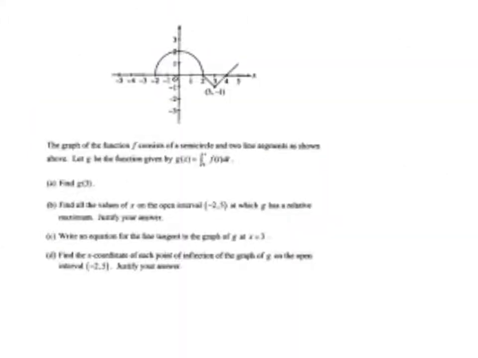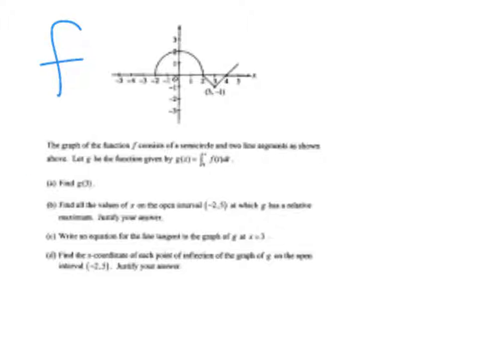All right, let's try another one. The graph of f consists of a semicircle and 2 line segments shown above. So again, they're telling me that this is f, and now they're going to introduce another function called g. Let g be this integral. All right, so we got to keep them straight. f is the graph, g is the integral.